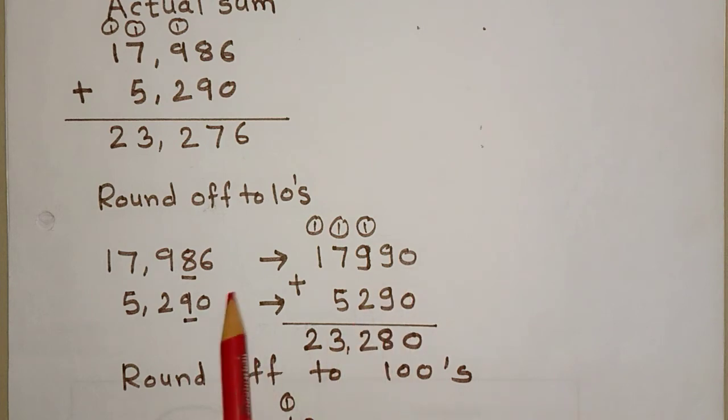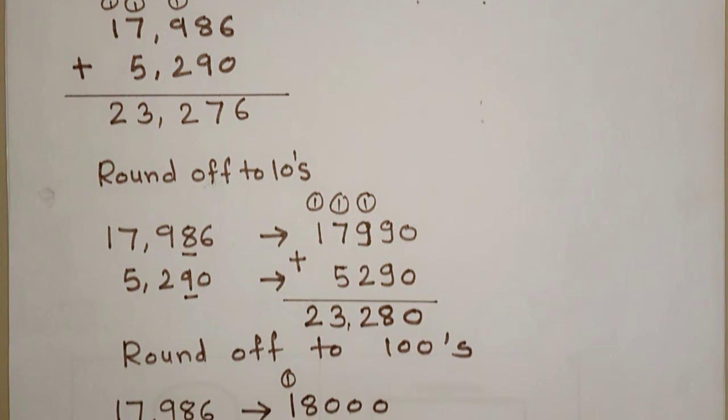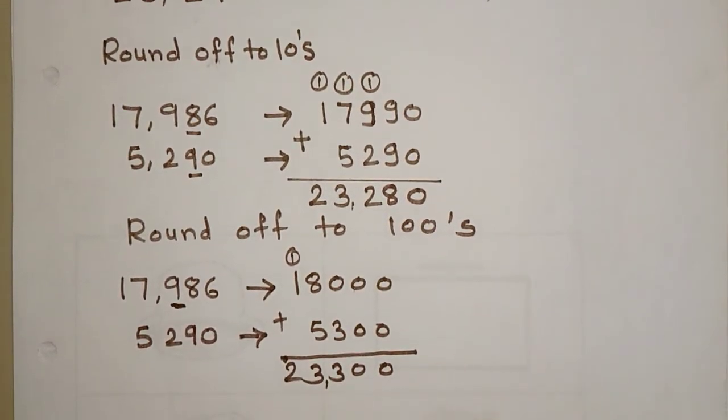17,990. We have seen rounding off to tens, hundreds and thousands in our previous video. Please see the description box. I have sent the link in that description box. 5,290 becomes 5,290 and the answer is 23,280. Now let's round off to the nearest hundreds. So 17,986 becomes 18,000 and 5,290 becomes 5,300. So my answer is 23,300.